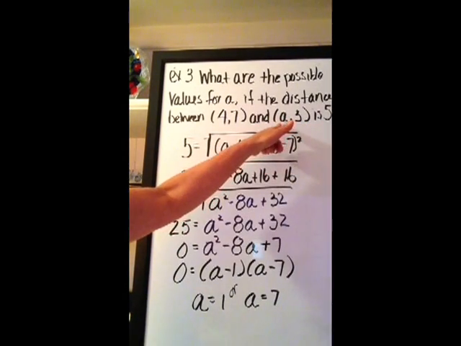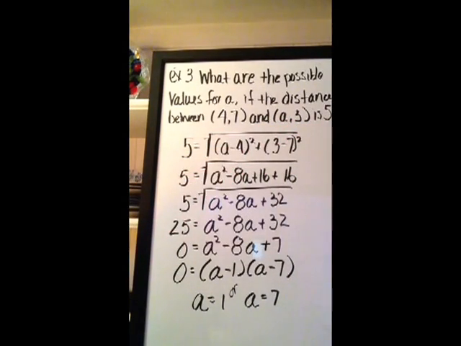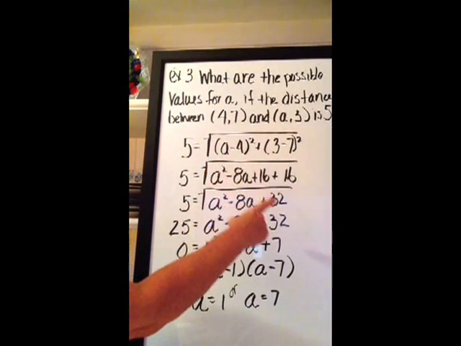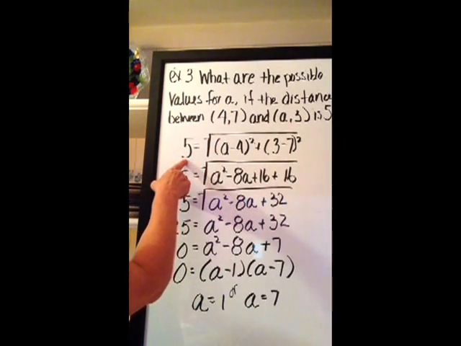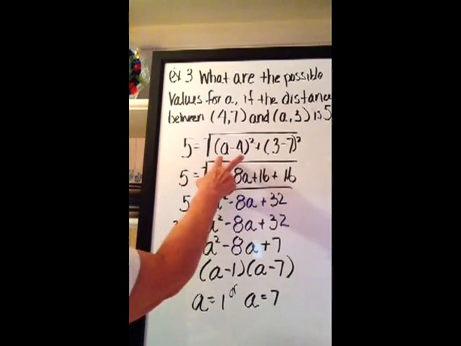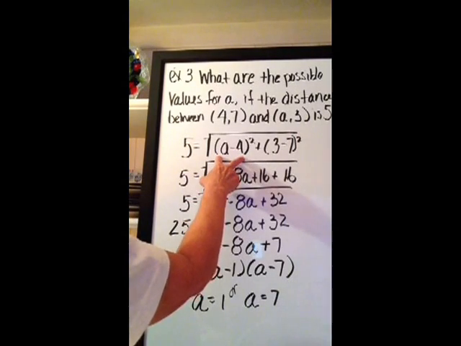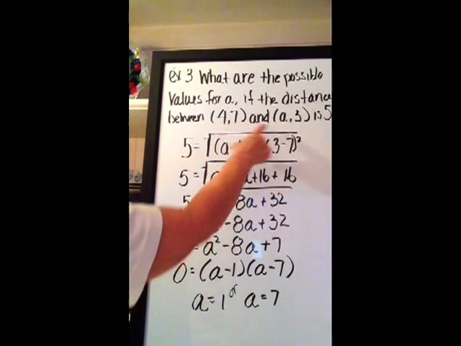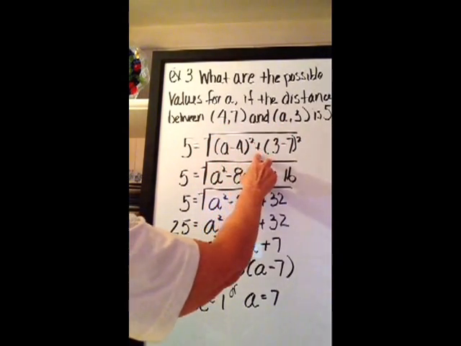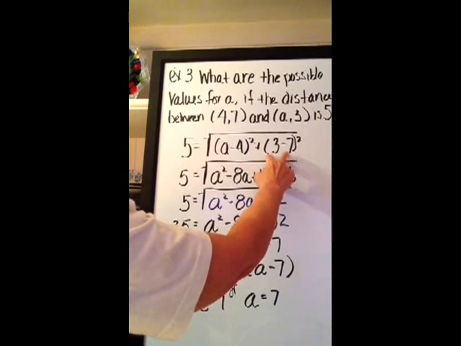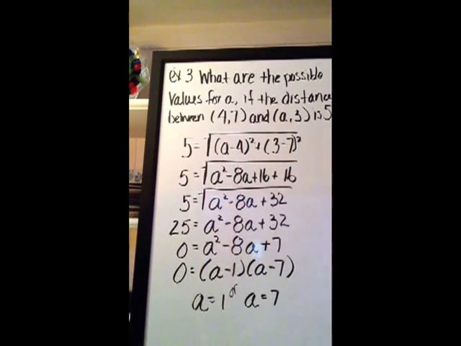So I don't know A. I'm looking for the possible values. So distance formula says I take the distance, which is 5, is equal to the square root of the difference between the x coordinates squared, and add that to the square of the difference between the y coordinates, 3 and 7.